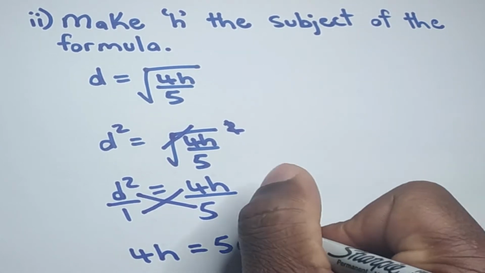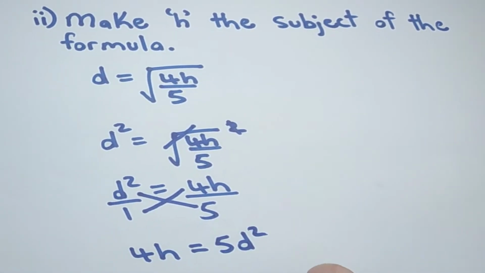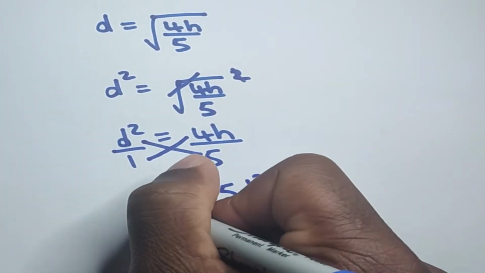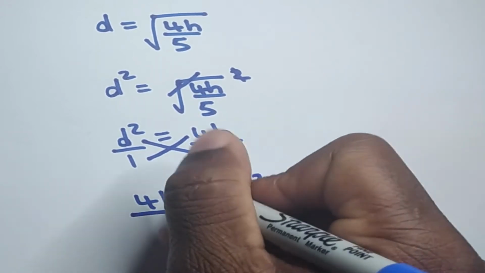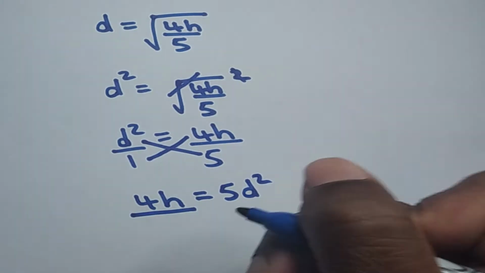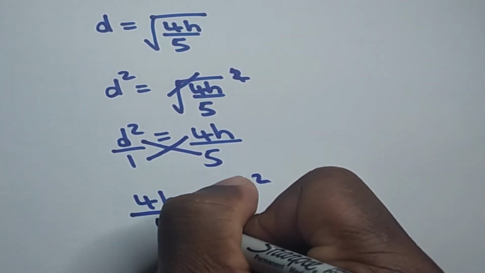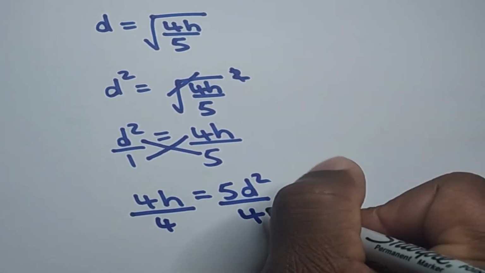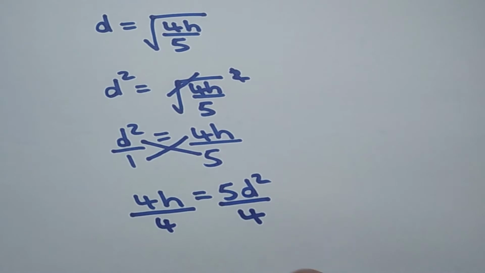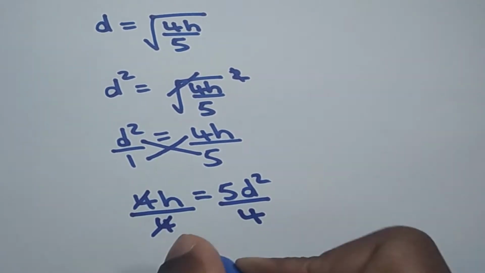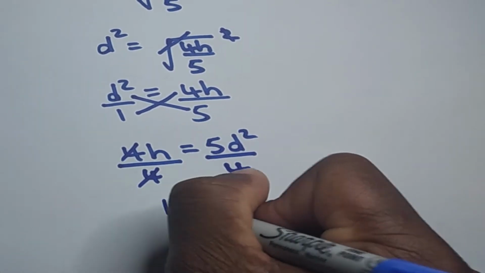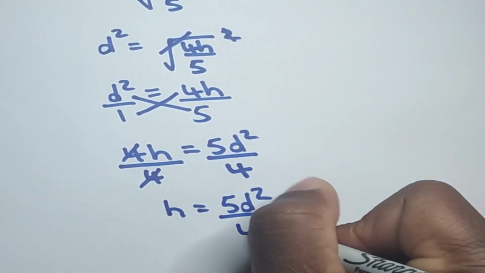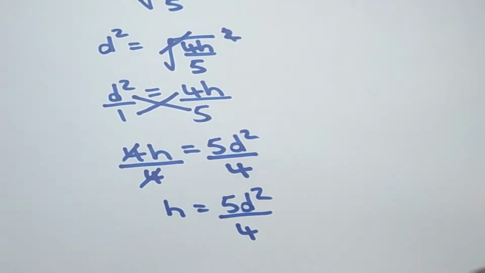which is 5d squared. All right, and what we can now do is to simply divide both sides by 4. So to get rid of this 4 right here, being that the 4 is multiplying the h, we're going to do the opposite of the multiplication operation, which is division. And what we are required to do now is to divide this side by 4. And if we divide this side by 4, we are also required to divide this side by 4 as well to keep the equation balanced. So this 4 will cancel the 4 right there, and we'll be left with h is equal to 5d squared over 4. All right, so that's how you would treat with a question like this one.